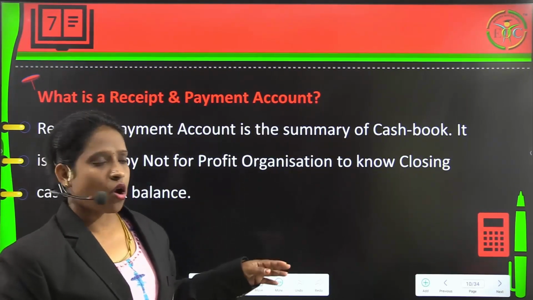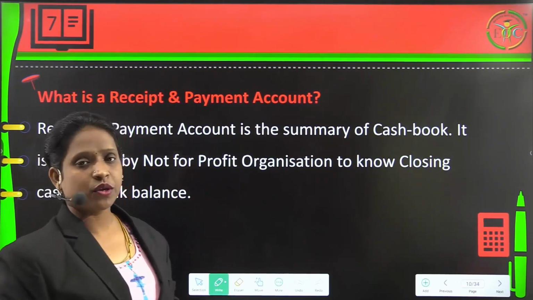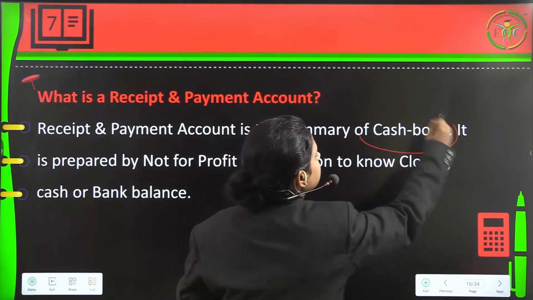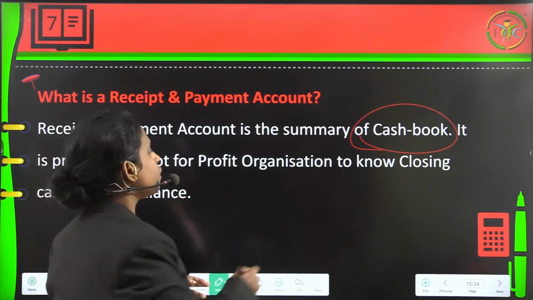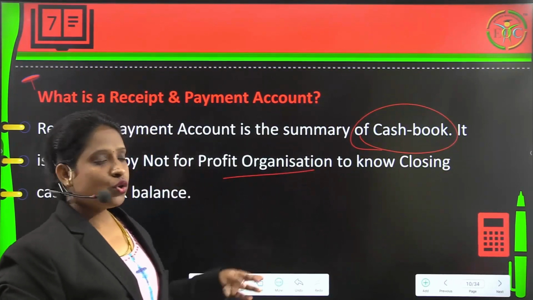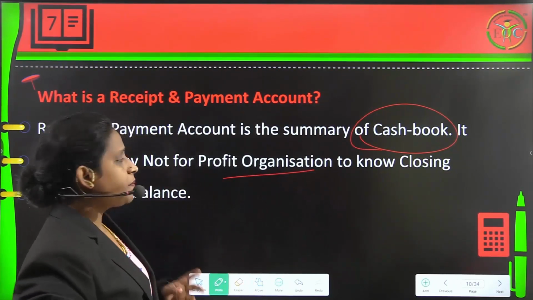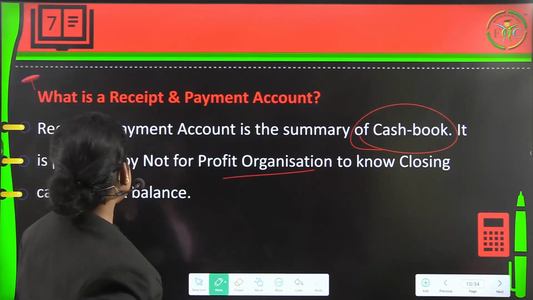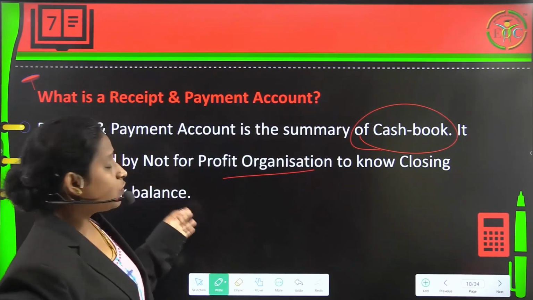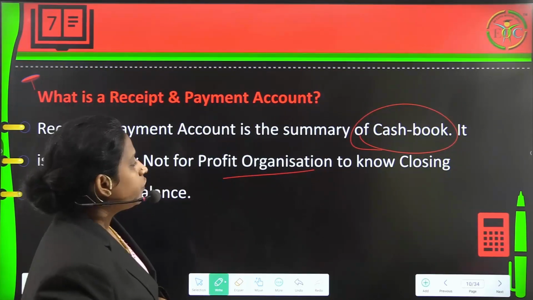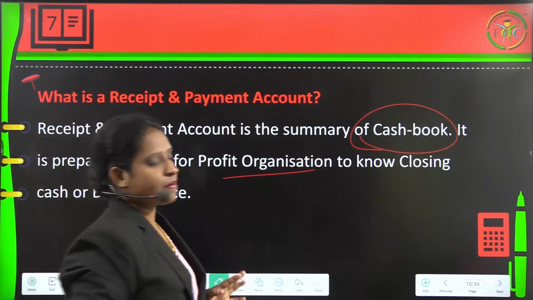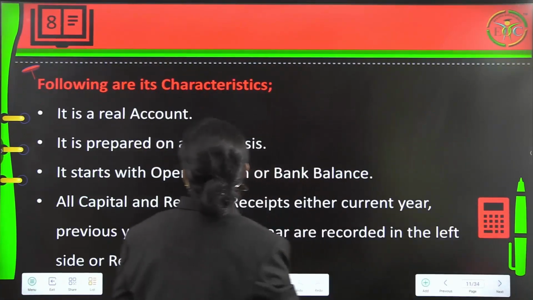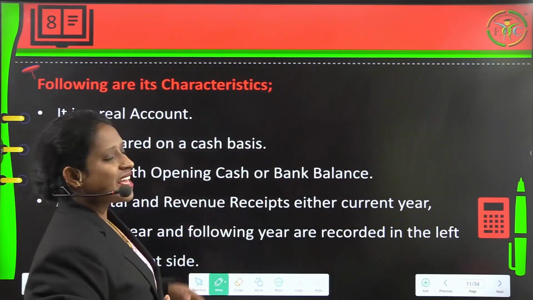So let's discuss this. Receipt and payment account is the summary of cash book. So we say this as what? A summary of cash book. It is prepared by a not-for-profit organization to know the closing cash or bank balance. So here you can understand it is prepared by a not-for-profit organization in order to know the closing cash or bank balance. Fine. Then following are its characteristics.